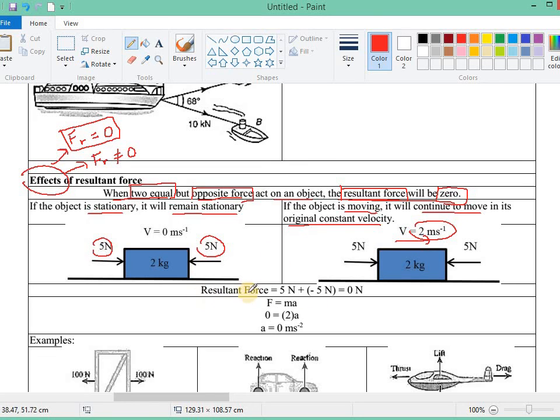So for example, here you see, for both situations, the resultant force is 5 Newton plus negative 5 Newton. So you get 0 Newton of resultant force. So if 0 Newton acts on the 2 kilogram, the 2 kilogram will have 0 acceleration. Okay, the acceleration will be 0 meter per second squared.